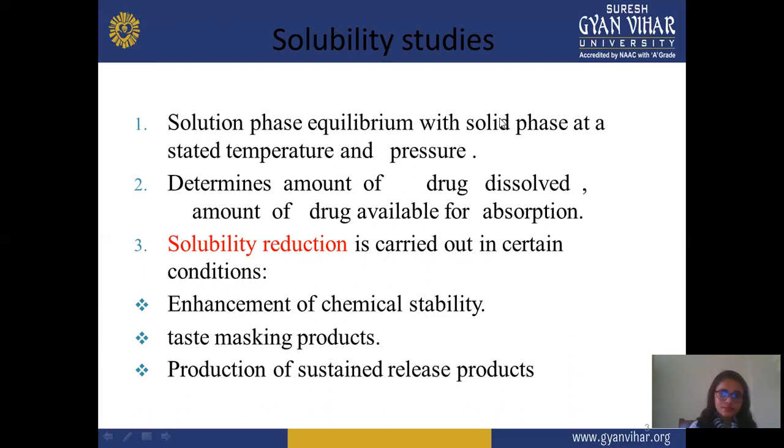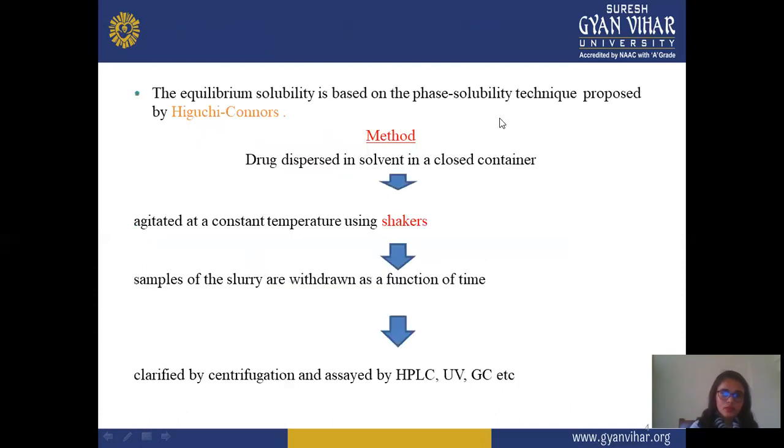And next is how you perform the method. The equilibrium solubility is based on the phase solubility technique proposed by Higuchi and Connors. In this, you first take the drug dispersion in a solvent in a closed container. Next, it is agitated at constant temperature using a shaker. Next, a sample of the slurry is withdrawn as a function of time, and clarified by centrifugation, with assay by HPLC, UV, and GC, etc.